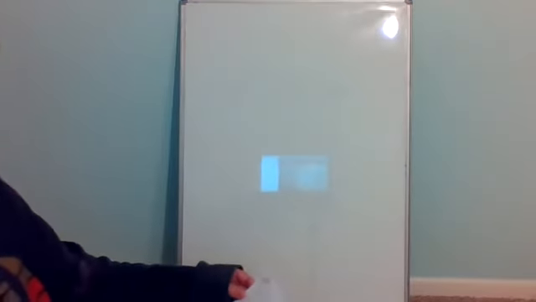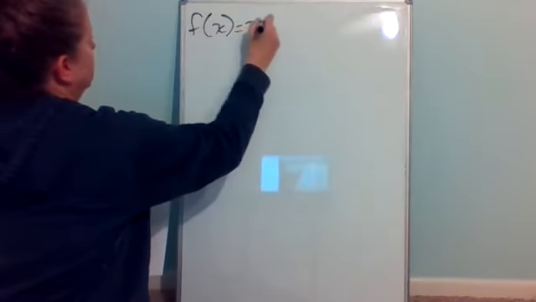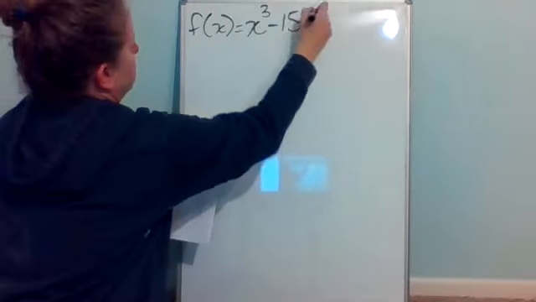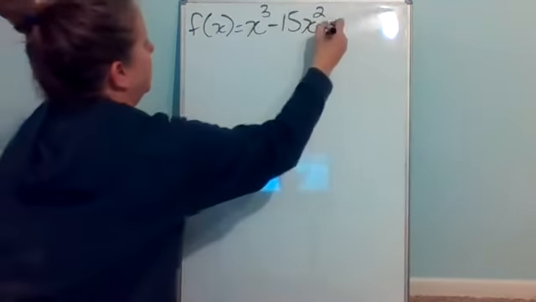It says f of x equals x to the third minus 15x squared plus 71x minus 105.